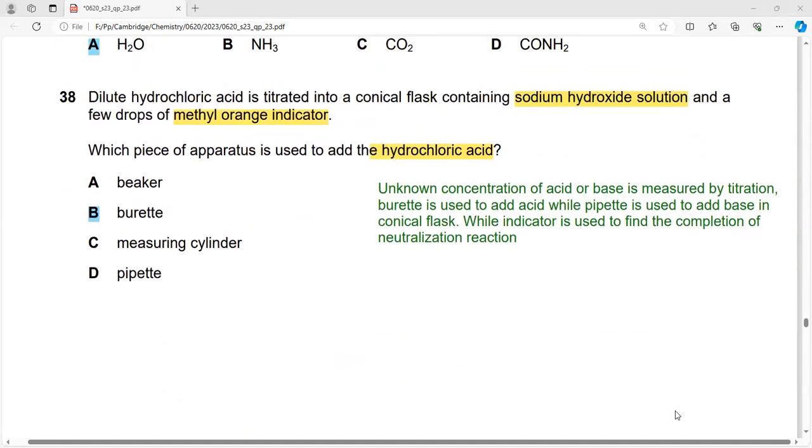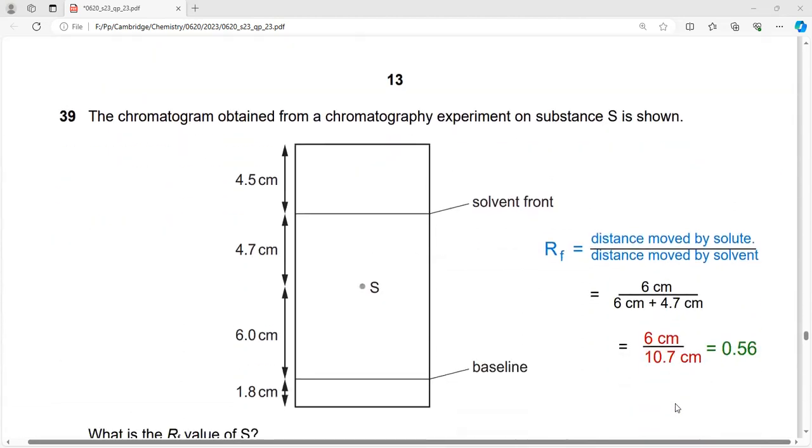Dilute hydrochloric acid is titrated in a conical flask containing sodium hydroxide solution. So this base is there in a conical flask. And a few drops of methyl orange are used as an indicator. Which piece of apparatus is used to add hydrochloric acid? So we are using the burette. To transfer the hydrochloric acid to the conical flask that contains sodium hydroxide, we use the burette, while the sodium hydroxide is added by the pipette. So that's why here the correct option is B. The burette contains acid.